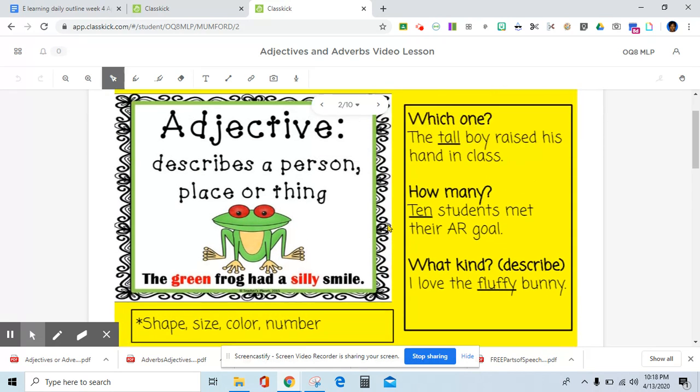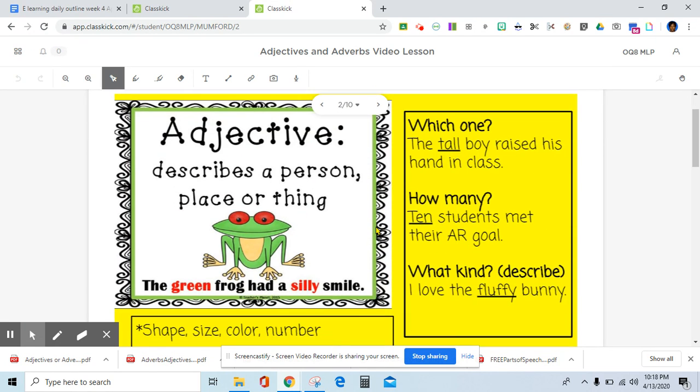Adjectives. We've discussed adjectives before. Adjectives are words that describe a person, a place, or a thing. The green frog had a silly smile. Green is describing the frog. Silly is describing the smile. It can talk about the shape, the size, the color, or the number, or how many. It can talk about which one.